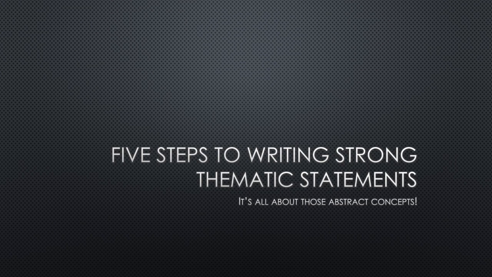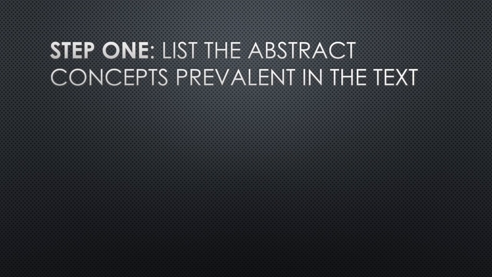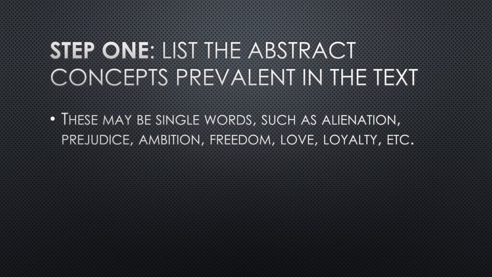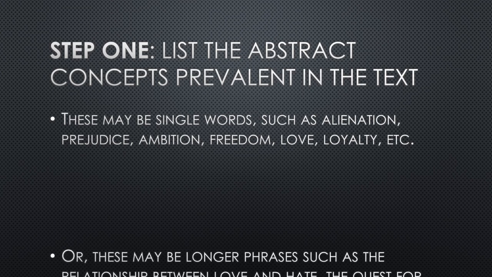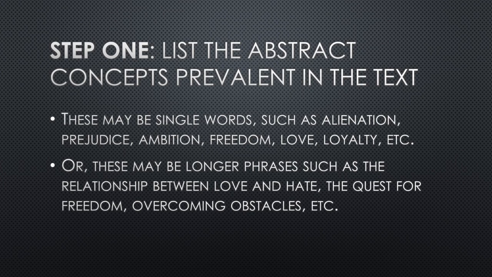So, to communicate theme to an audience, you'll want to use the 5-step process to writing strong thematic statements, and it's all about abstract concepts. So, step 1, list the abstract concepts prevalent in the text. These might be single words such as alienation, prejudice, ambition, freedom, love, loyalty, or they may be longer phrases such as the relationship between love and hate, the quest for freedom, overcoming obstacles, etc.